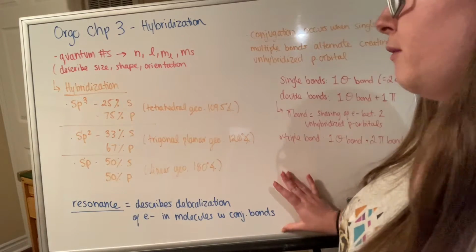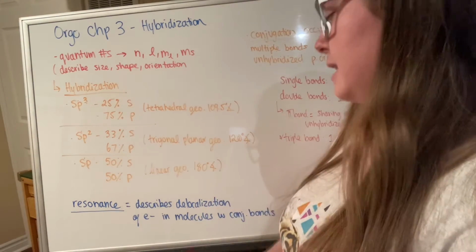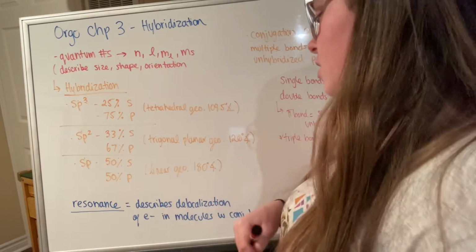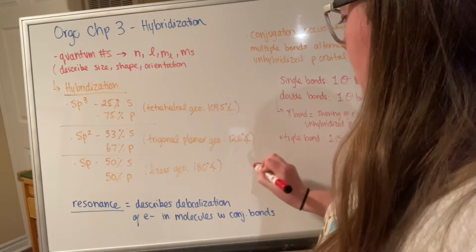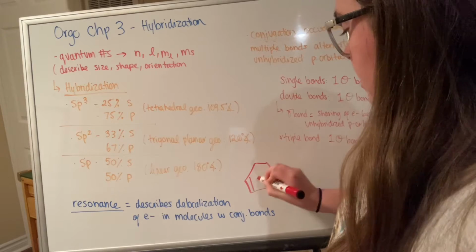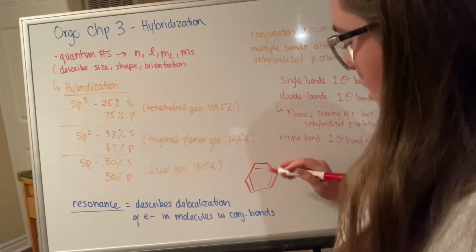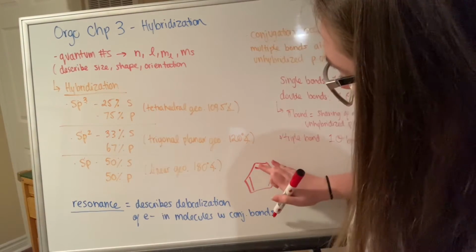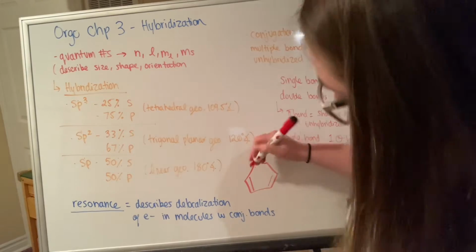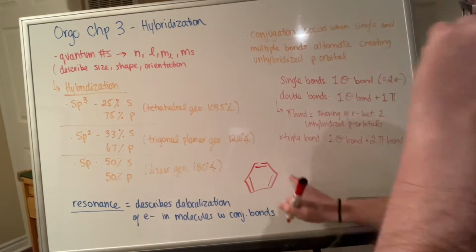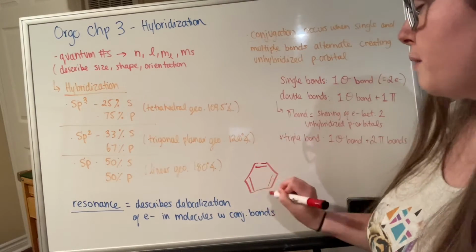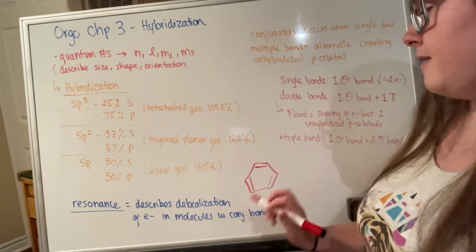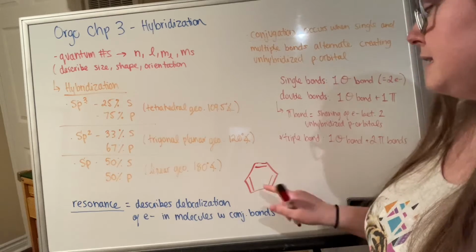So next, let's talk about resonance. Resonance describes the delocalization of electrons in molecules with conjugated bonds. So you'll see these double bonds are able to move around. There's resonance, and this is a conjugated pi system.